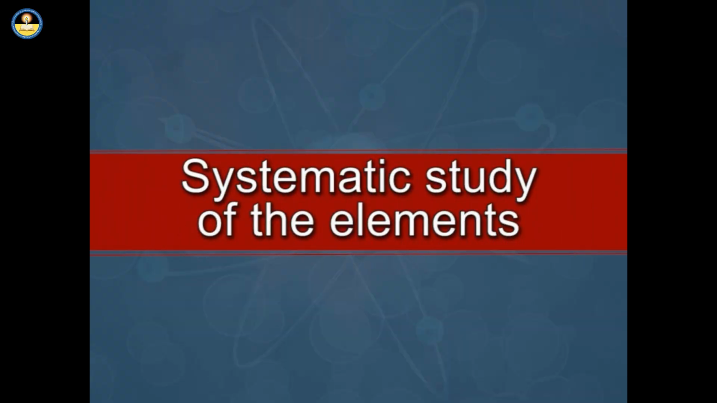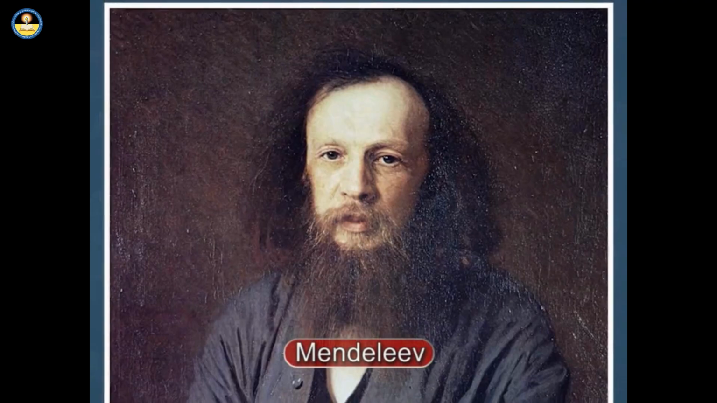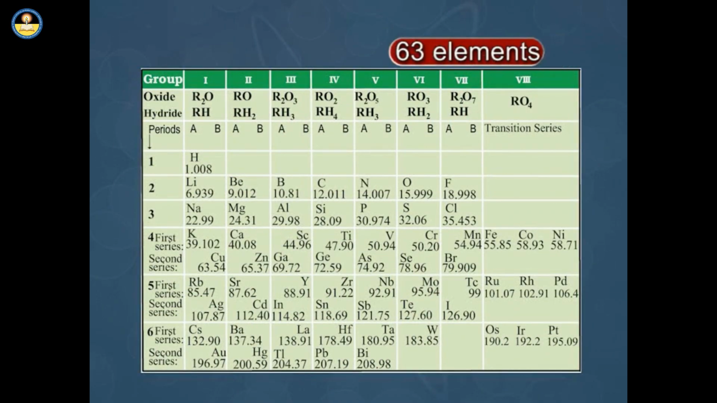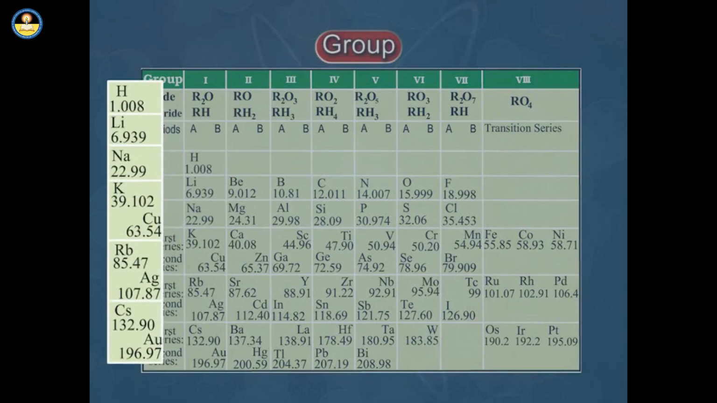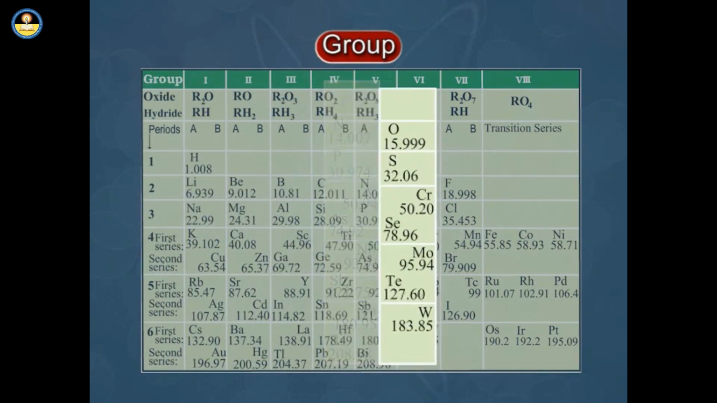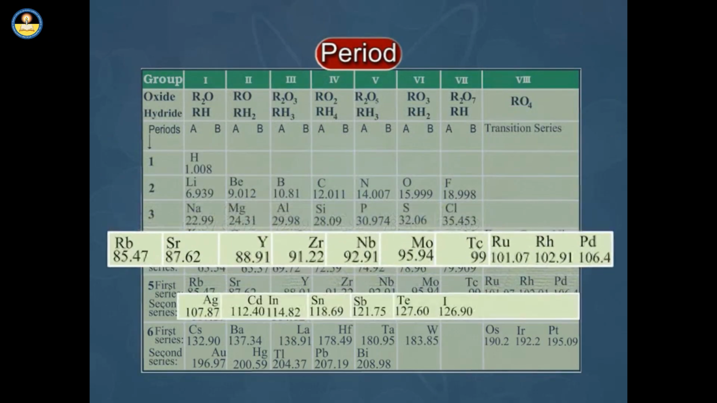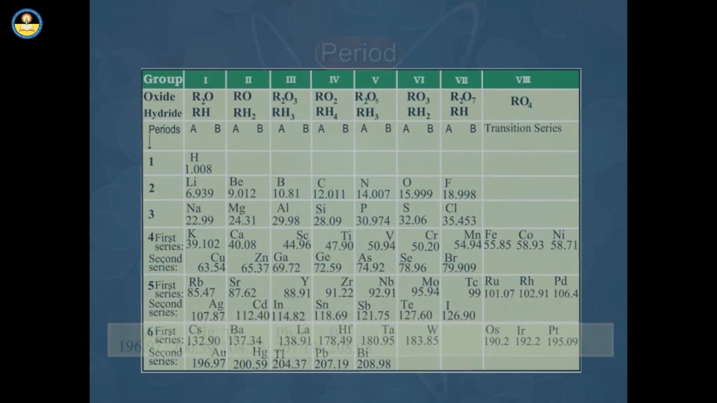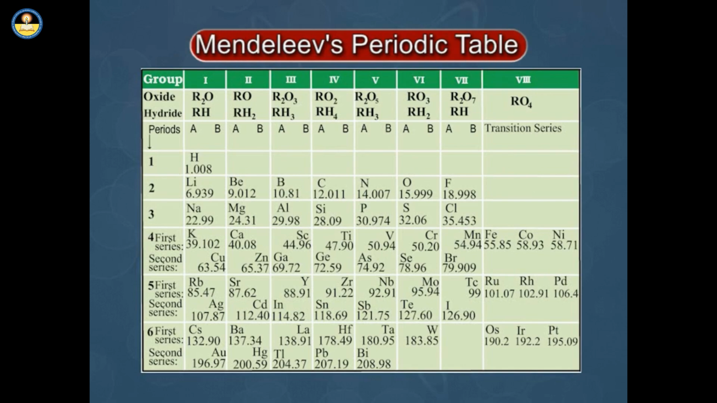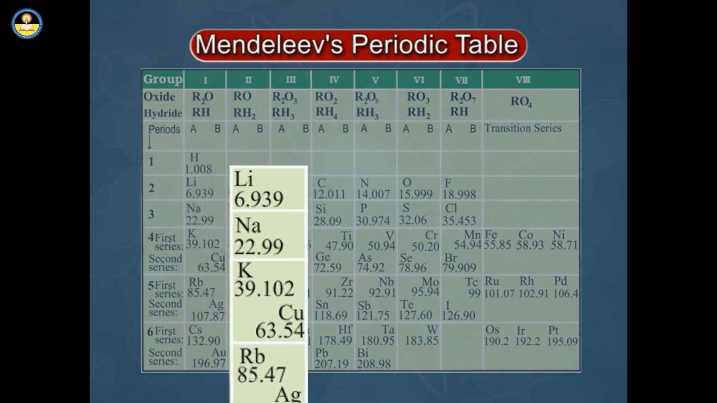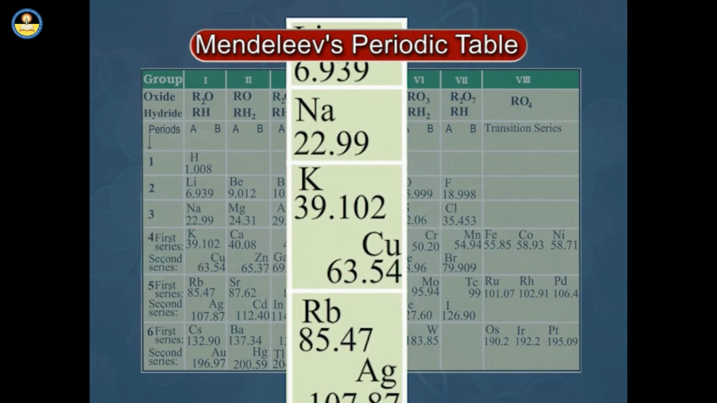Systematic study of the elements. Mendeleev was the first scientist who arranged the then known 63 elements into groups and periods. This made the study of elements quite simpler because if the properties of one element in a particular group were known, those of the others could be easily predicted.